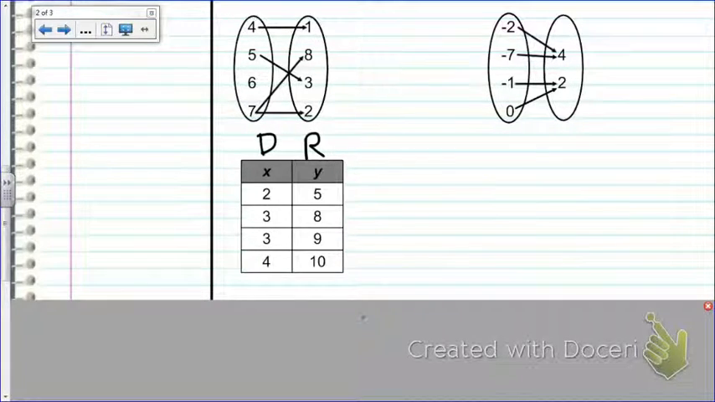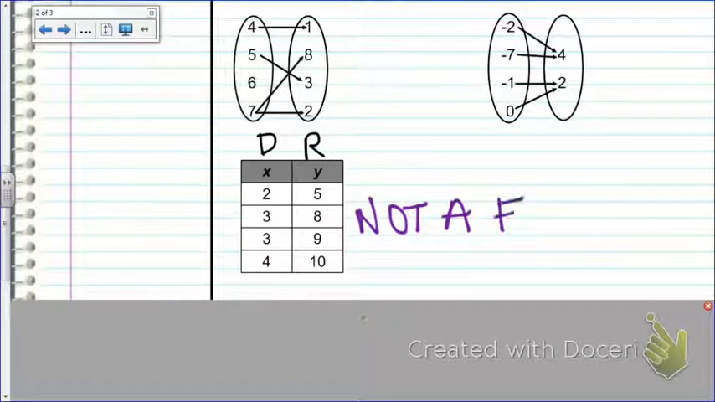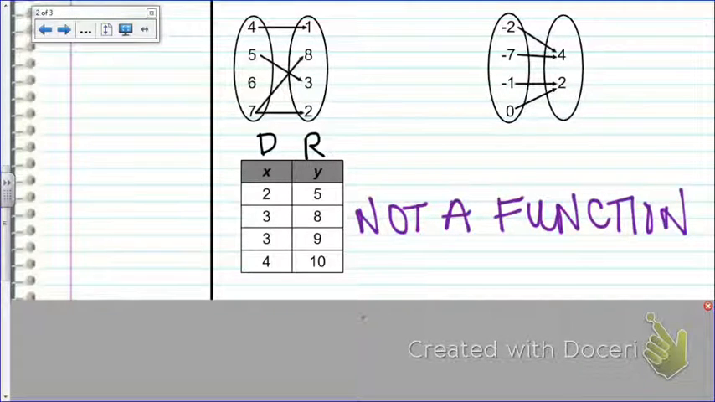So this is not a function because an x is repeated twice with different y values. Which x is repeated? 3. And they have different y's, right? So not a function. Okay? As long as you can put that into words in some way, you are good. So we should be clear from points, right?